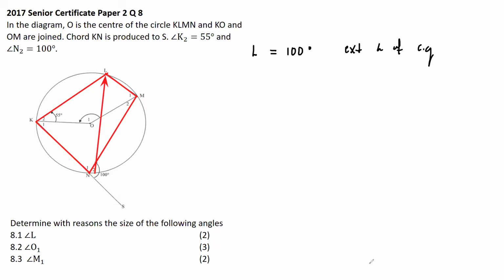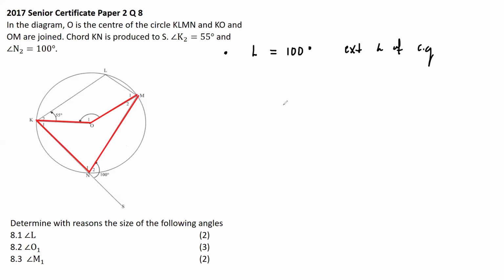Let's try O1. O1 may be a bit more interesting. Judging by what I see, I think that O1 is subtended by a line from K and a line from M. So look at subtending: a line from K, there you are, and a line from M. At the same time, N1 is made also by a line from K and a line from M.